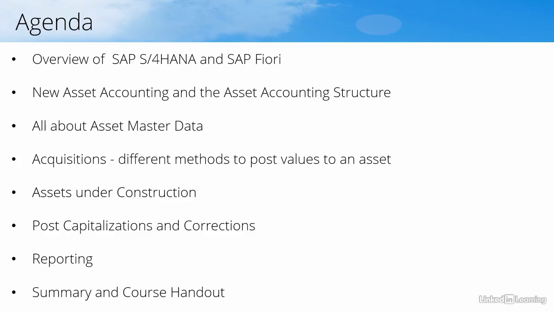The next section talks about the new asset accounting and the structure, in particular the differences between classic asset accounting and the new asset accounting in S4HANA. The next sections go through a number of different Fiori apps related to acquisitions, some with demos. The final section will contain a summary and, as usual, the course handouts, which will contain most of the key slides from the lessons.